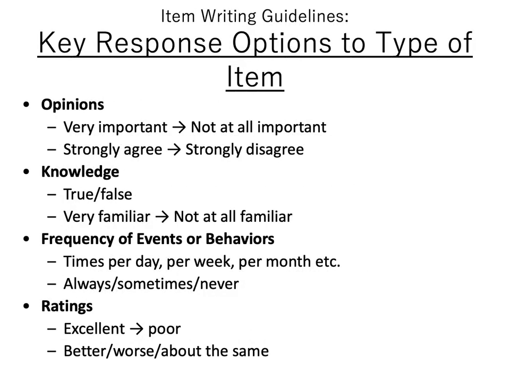Another guideline is to try to key response options to the type of item that you're asking. So there can be a variety of different item types, from opinions, knowledge, frequency of events or behaviors, to ratings. And it's important to try and make sure that the response options that you use are actually the best to respond to that type of an item. So if you have an opinion type item, you don't necessarily want to use a frequency type response option. It's just another thing to keep in mind.